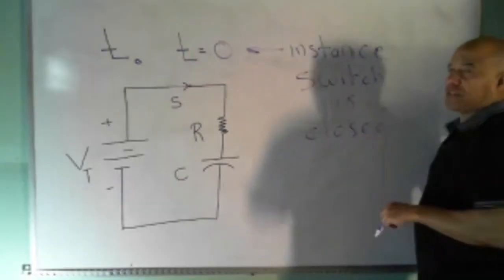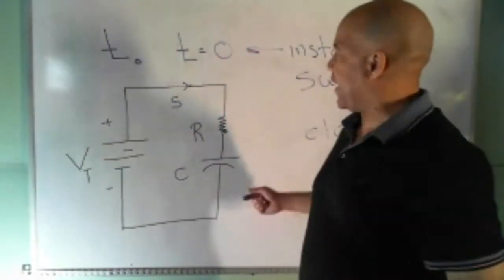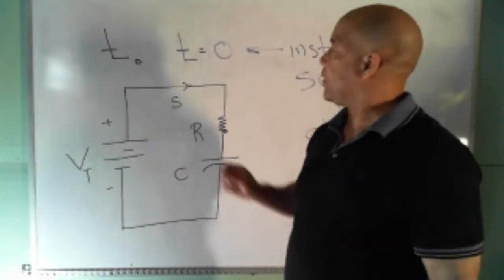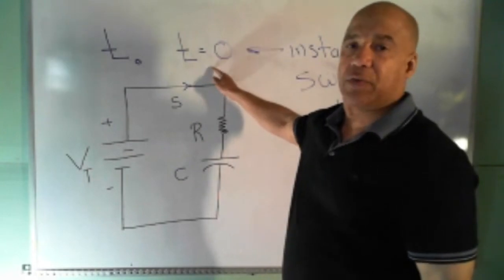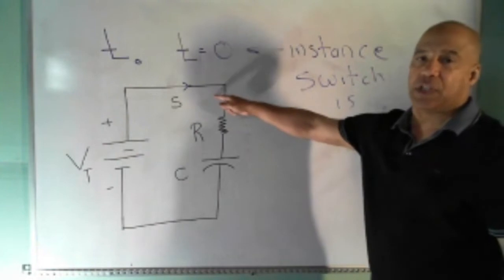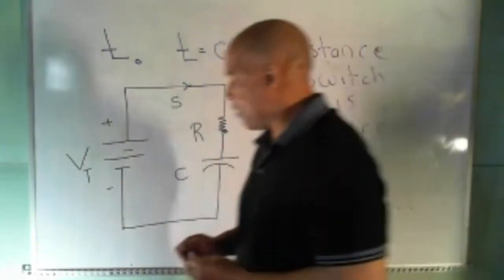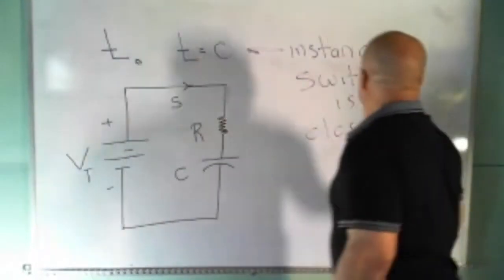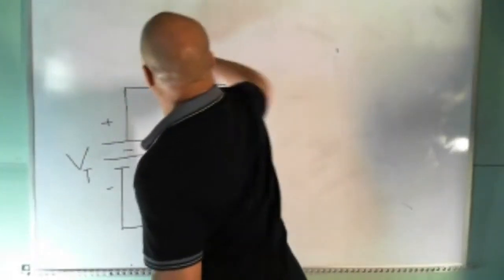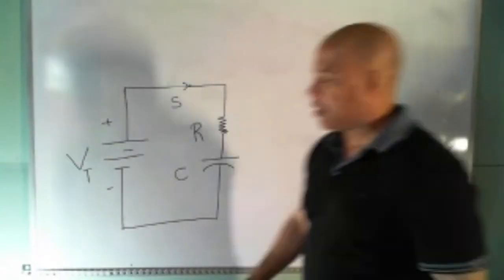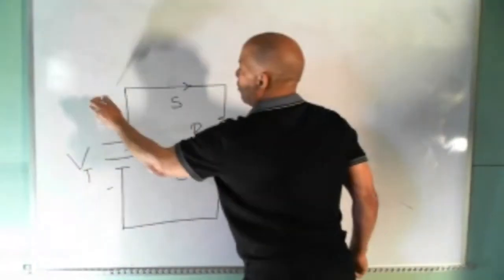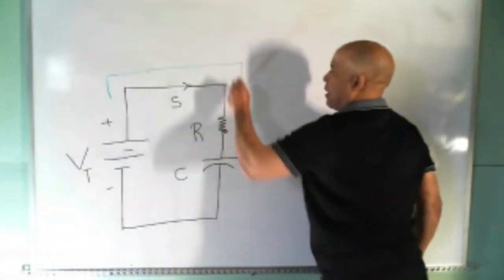I mentioned to you last time and today that we're going to look at 3 important times. This is one of those times, t equals 0. So t equals 0 is defined as the instant the switch is closed. Let's look at what happens when I close the switch. Now you have to think about it like this. When I close the switch, current is now going to flow into the capacitor.